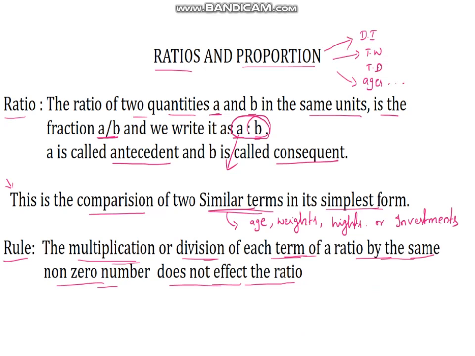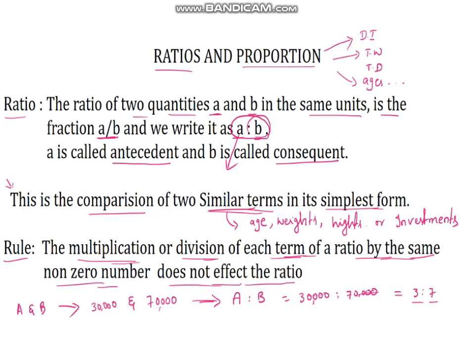Let us take an example. The two persons A and B have investments of 30,000 and 70,000. What is the ratio of investments of A and B? A is to B equals 30,000 is to 70,000. Ratio means in its simplest form, so all zeros will get cancelled. Here 4 zeros, here 4 zeros. Then we get 3:7. The investments of A and B are in the ratio 3:7.